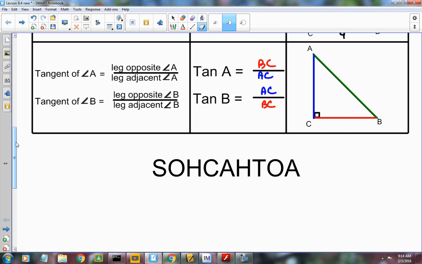So if I gave those sides values, we'll stick, like I said, with 3, 4, 5. The tangent of A would be 4 over 3. The tangent of B would be 3 over 4.